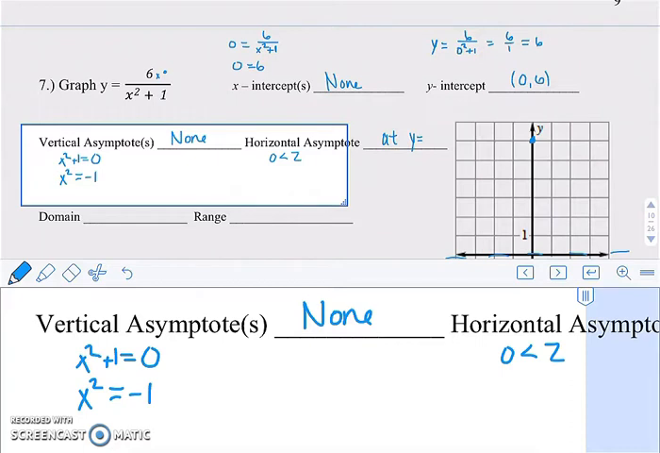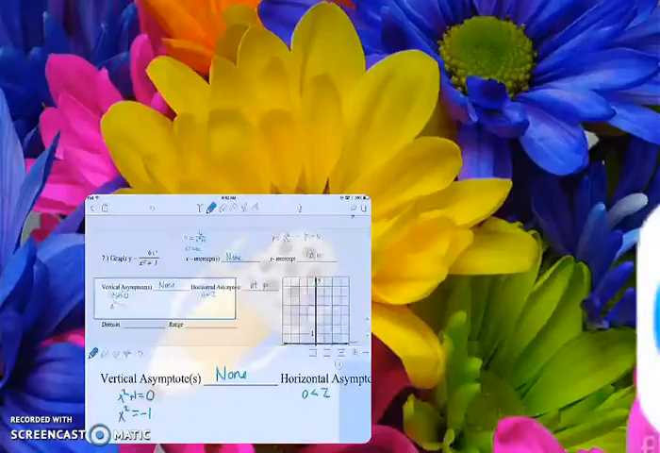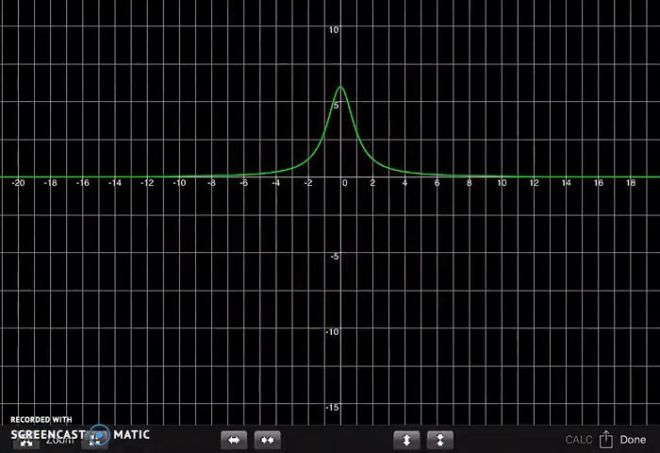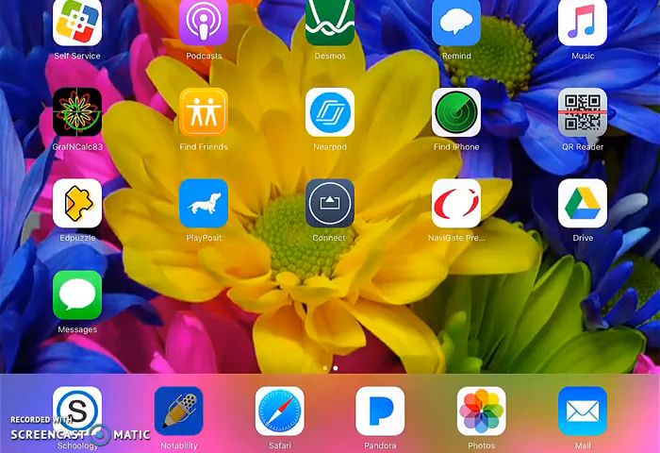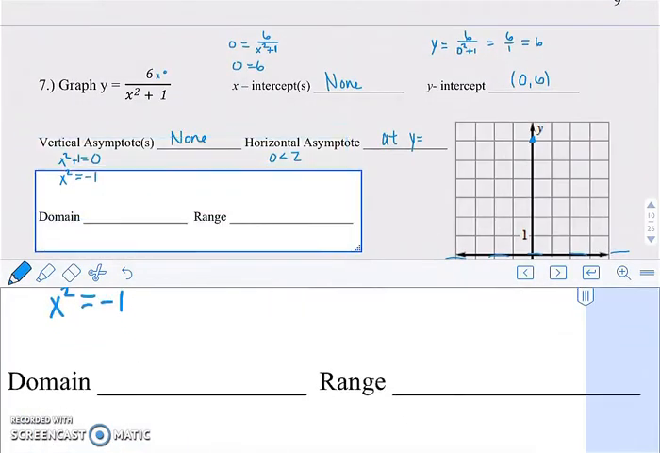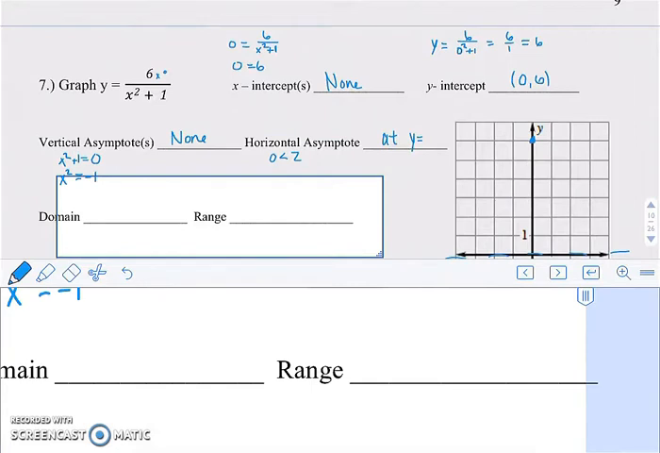And that makes sense because when you looked at the graph of this function, it's continuous. There are no breaks vertically within this function. So that makes sense that there's no vertical asymptote. So if there are no vertical asymptotes, that means the domain is continuous from negative infinity to positive infinity. And the range is going to be from that horizontal asymptote.